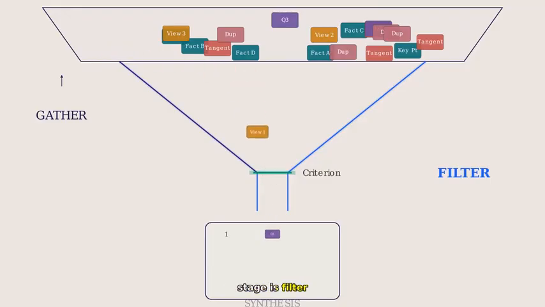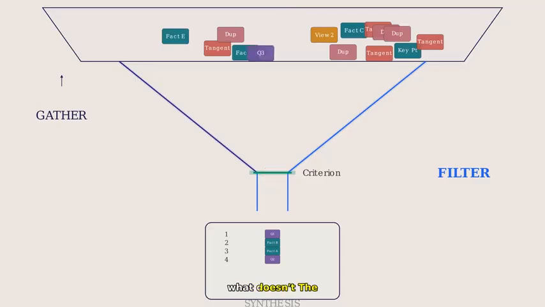The second stage is filter. This is where critical judgment enters. The filter stage receives the wide collection from gather and applies analytical criteria to separate what matters from what doesn't. The output is a curated, tighter set of information, the material that is genuinely relevant to the specific question you're trying to answer. This is where you stop treating all information equally.